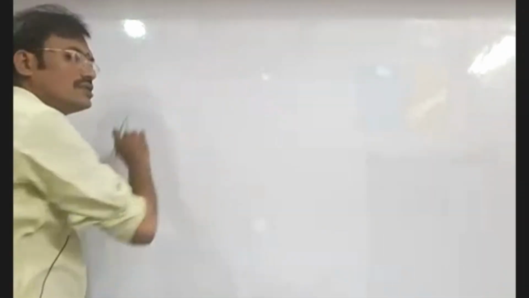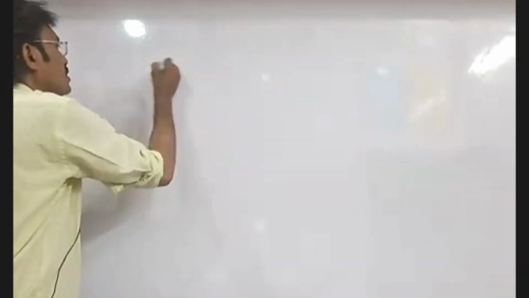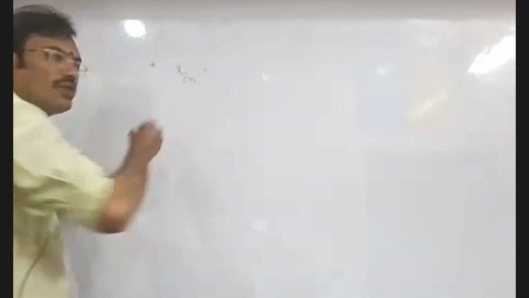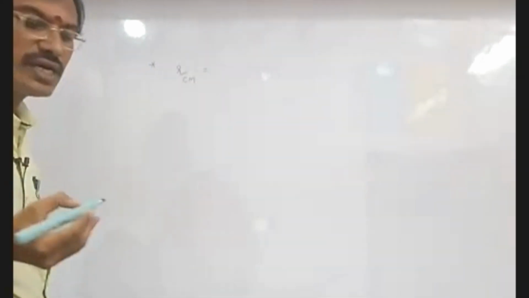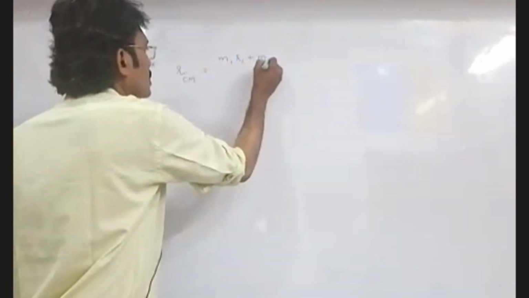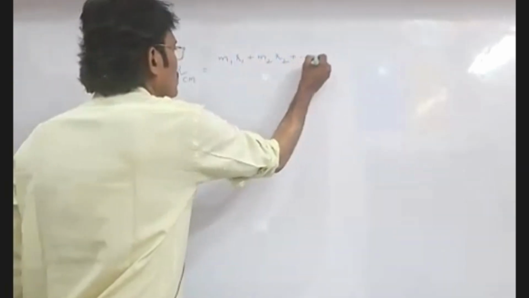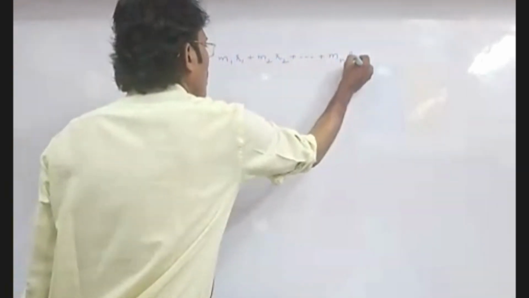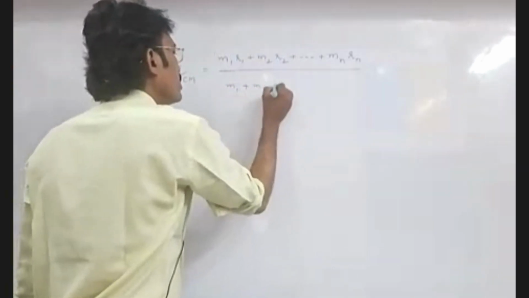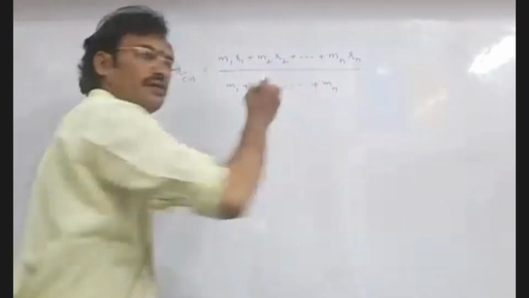Here in center of mass, we have some important formulae. The first one is the position of center of mass. We are taking it as RCM is equal to position of center of mass. RCM is equal to M1 R1 plus M2 R2 plus and so on plus Mn Rn by M1 plus M2 plus and so on plus Mn.